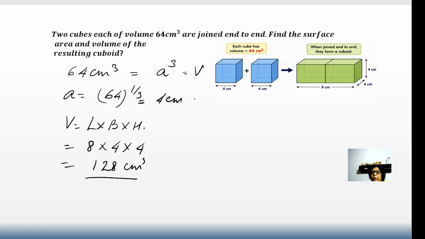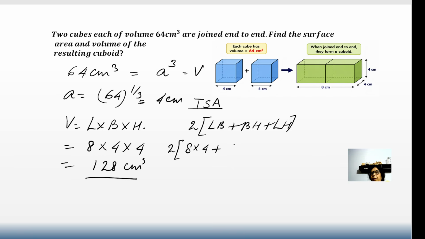Now we move on to calculation of the total surface area. Total surface area of a cuboid is given by 2 times (LB plus BH plus LH). So here if we plug in the values, we will get 8 into 4 plus 4 into 4 plus 8 into 4.